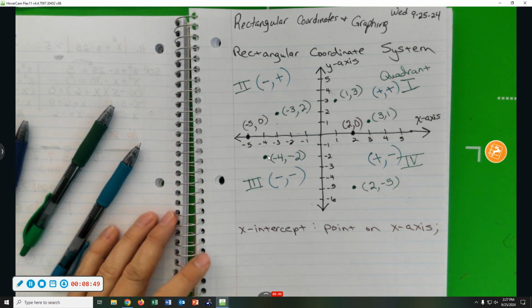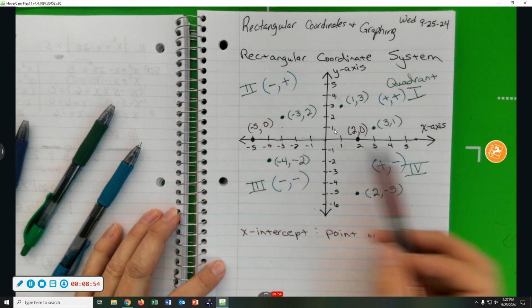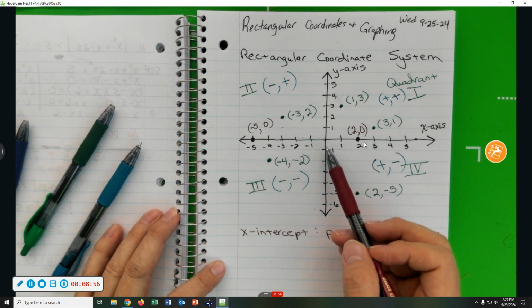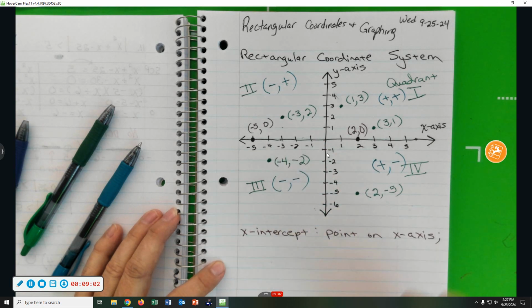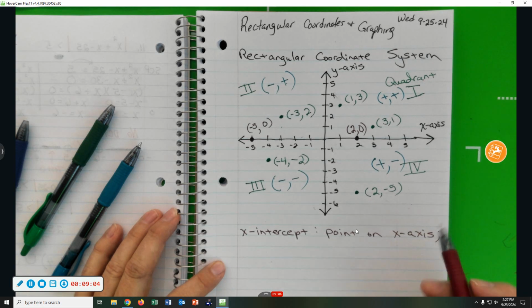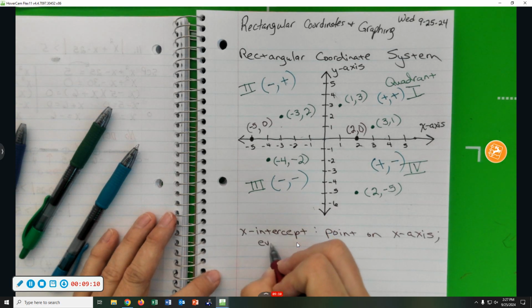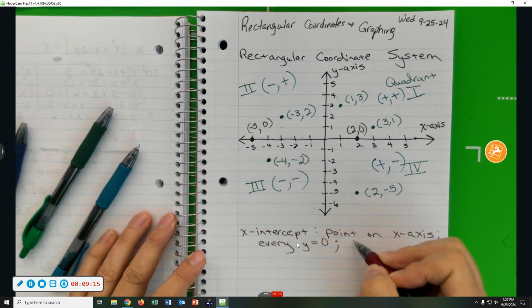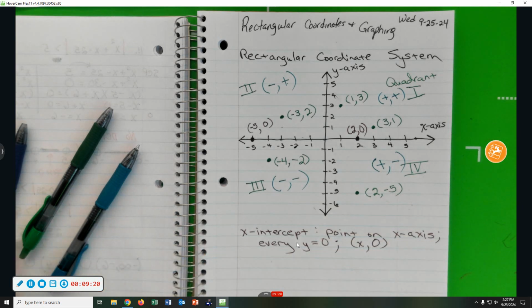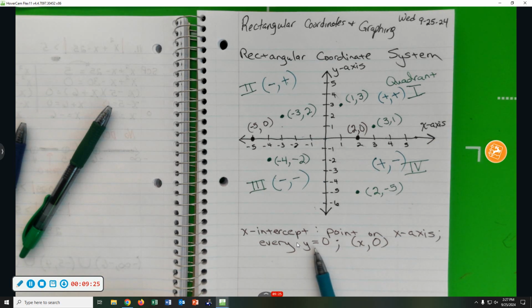And we can make a generalization about the points on the x-axis. If a point is on the x-axis, you'll move left to right, but you're not going to go up or down, so that means every y-coordinate has to be 0. So for an x-intercept, by that I mean a point on the x-axis, every y-coordinate is equal to 0. So the ordered pair will be (x, 0). And that is important. Every point on the x-axis has a y value of 0.